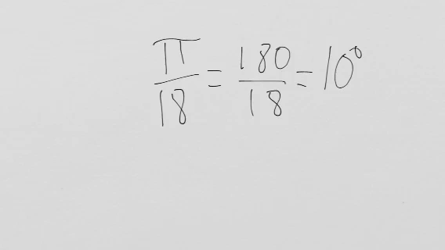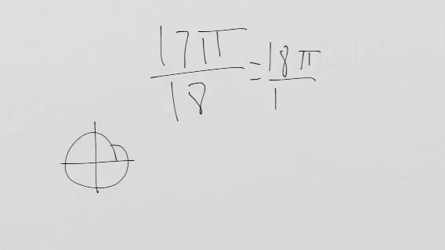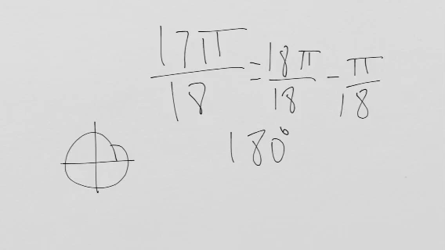Pi over 18, okay, that's just 180 degrees divided by 18, which is 10. So that's 10 degrees. And then that's helpful for 17 pi over 18. Again, on our circle, over here would be 18 pi over 18, and we're just one pi over 18 slice less than that. So we subtract pi over 18. So this is 180 degrees, and we are subtracting 10 degrees for a total of 170 degrees.